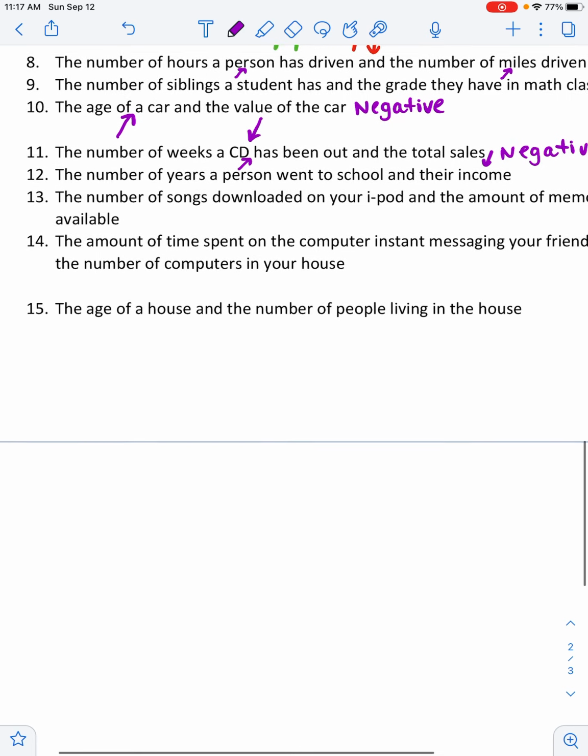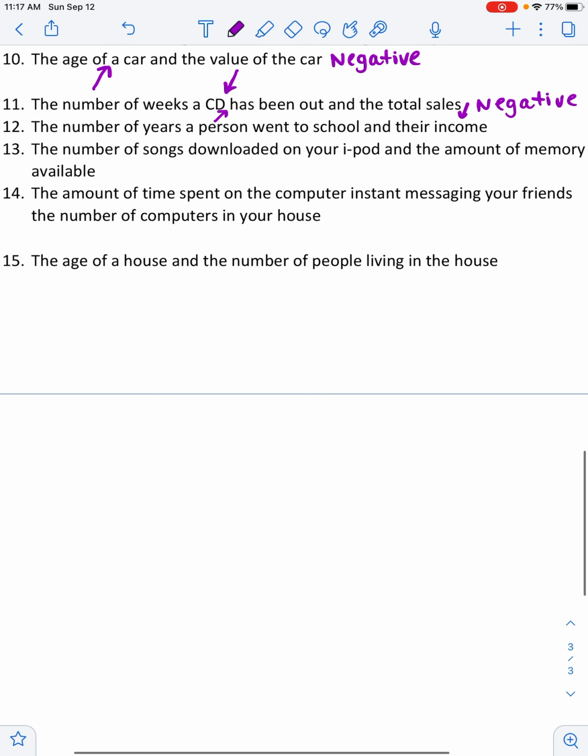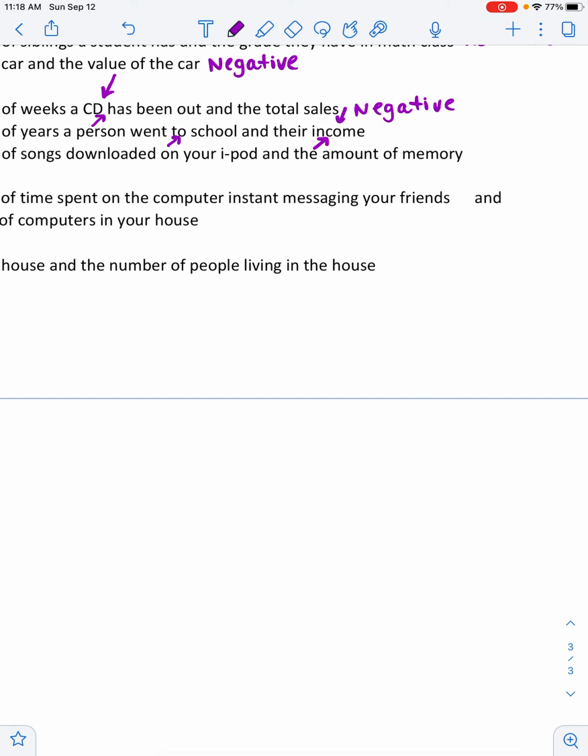Number 12, the number of years a person went to school and their income. Well, the more you go to school, if you graduate high school, then you graduate college, then you get a master's, then you get a doctorate, all of those new degrees are going to get you into higher paying jobs. So your income is probably going to increase. So this is a potentially positive correlation.